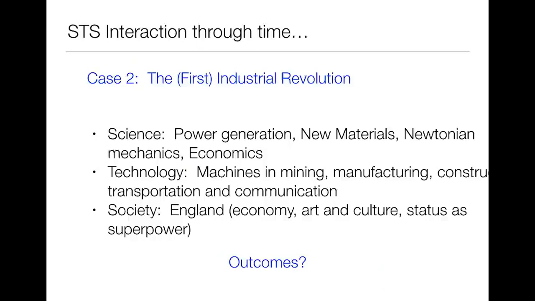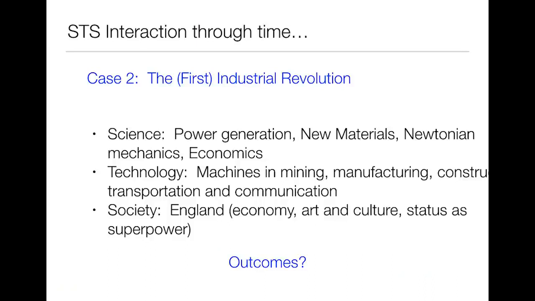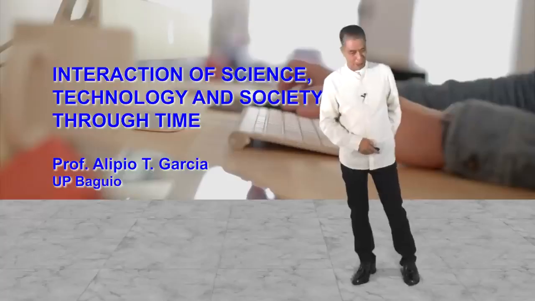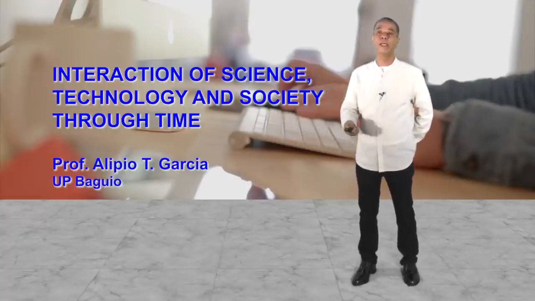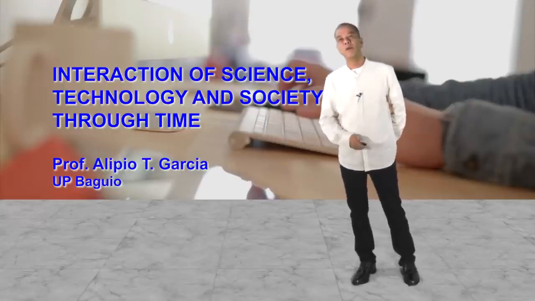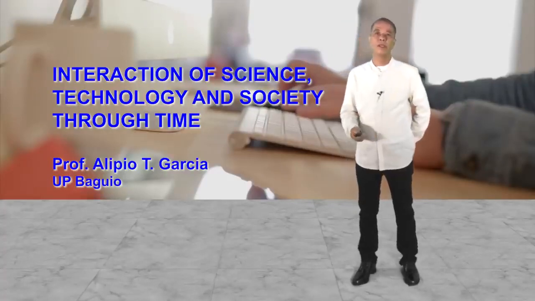It is also during this time that we were learning how to use new materials, how to understand the properties of these new materials like steel. Also, the English science, as you know, during these times we already have a knowledge of mechanics brought to us by Isaac Newton, and the science of economics, mainly by Adam Smith in his book, Wealth of Nations.